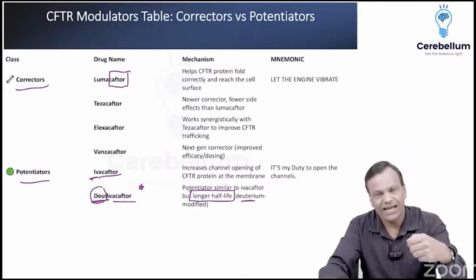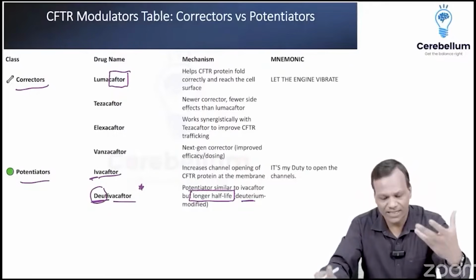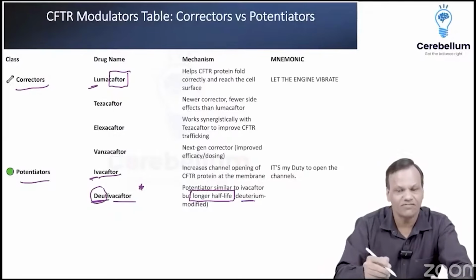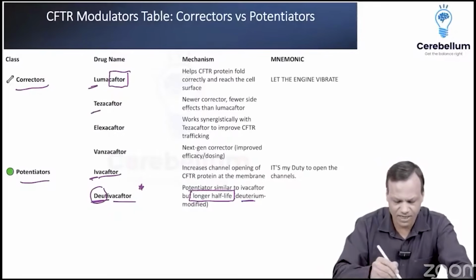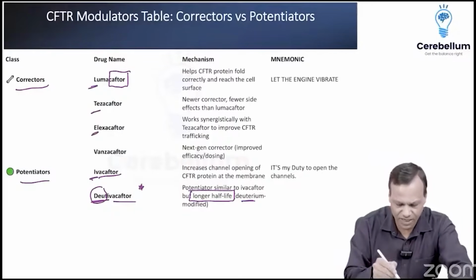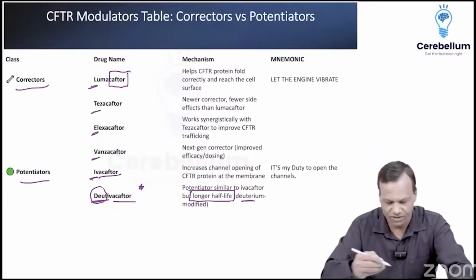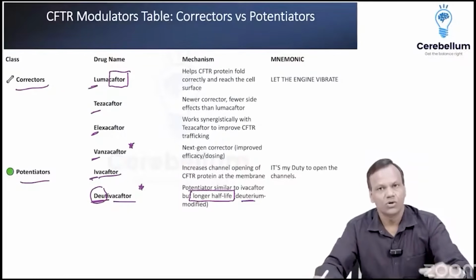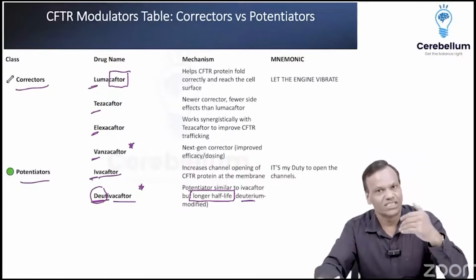Then correctors. Correctors say, let the engine vibrate. L means lumacaftor, T means tezacaftor, engine E means elexacaftor, and vibrate V means vanzacaftor. So this is again a new drug. So these are correctors and potentiators.